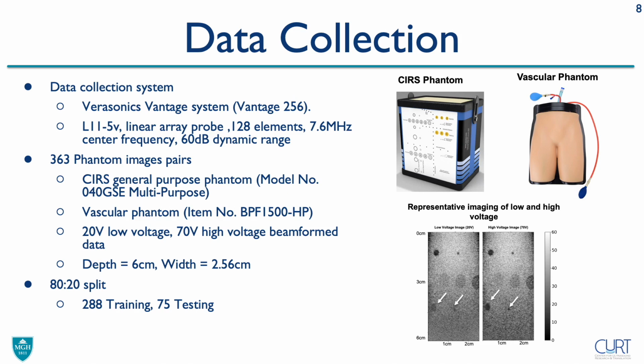363 phantom pairs were collected from a CIRS general purpose phantom, and a vascular phantom shown on the top right. For each pair, a low voltage image at 20 volts and a high voltage image at 70 volts was collected at an imaging depth of 6 centimeters and width of 2.56 centimeters, shown on the bottom right. We split the data in an 80-20 ratio, yielding 288 training and 75 testing datasets.